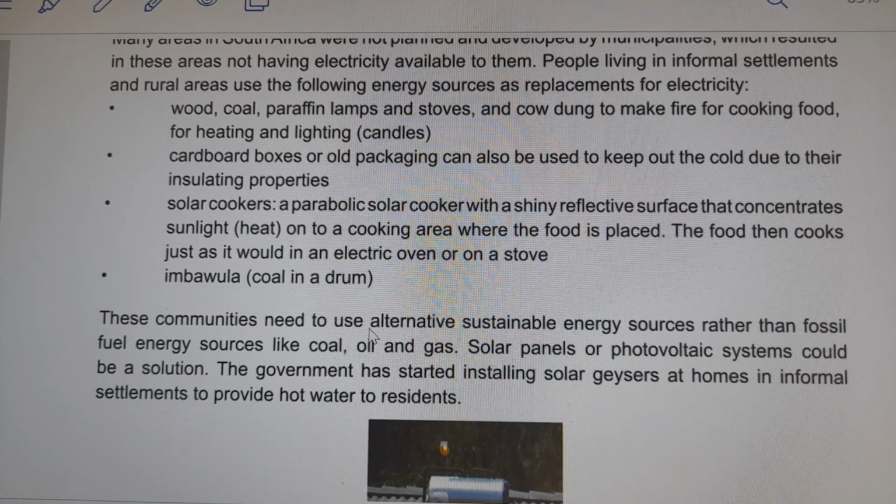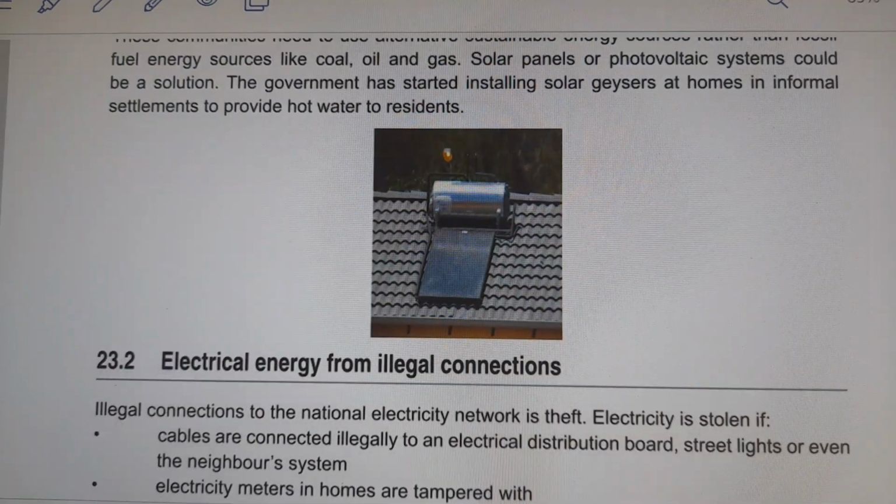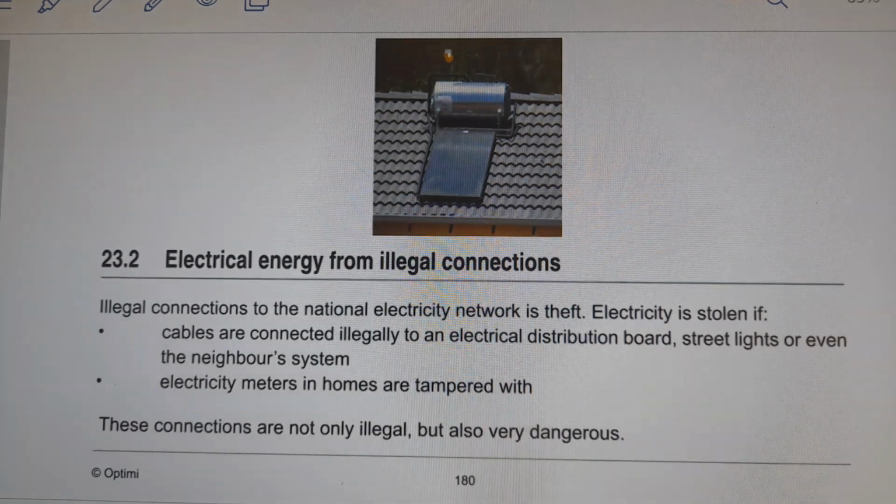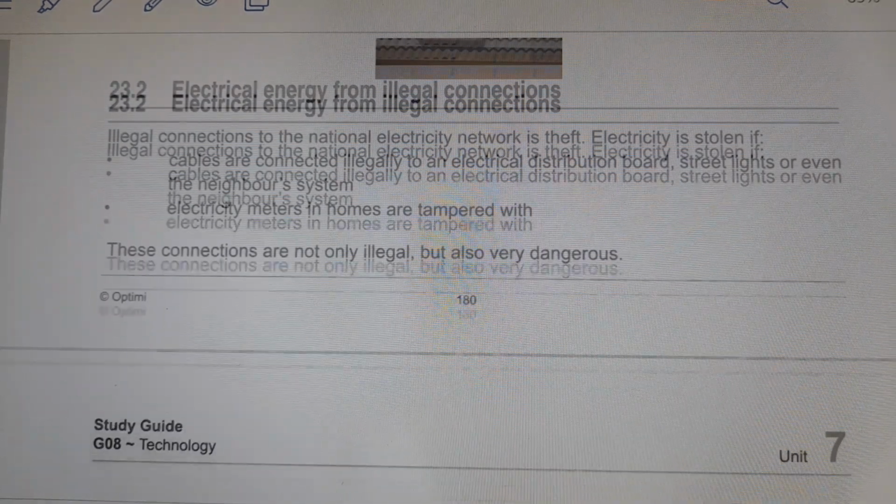These communities need to use alternative sustainable energy sources rather than fossil fuel energy sources like coal, oil, or gas. Solar panels or photovoltaic systems could be a solution. The government has started installing solar geysers at homes in informal settlements to provide hot water to residents. We've seen projects for installing this, but not everyone benefited from this. Okay, that was the government initiative.